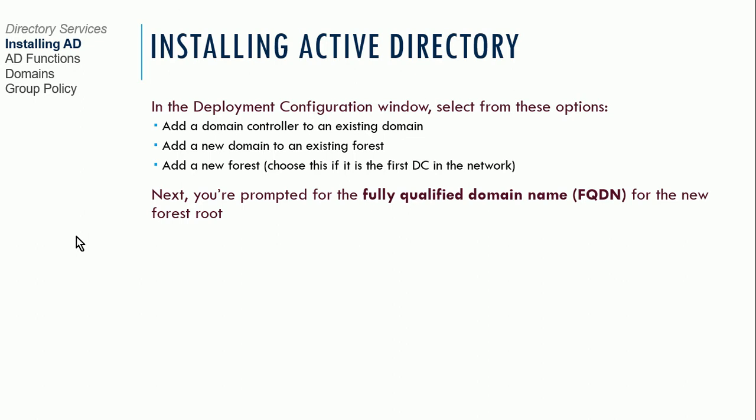So next, you're prompted for the fully qualified domain name, or the FQDN, for the new forest root. The FQDN is a domain name that includes all of the parts of a name. So for example, if I have a domain called, I don't know, the bank, and it's thebank.com, but this is the St. Louis office, maybe my FQDN would be stlouis.thebank.com, right? So that's kind of what they're talking about with an FQDN. An FQDN is the fully qualified domain name.